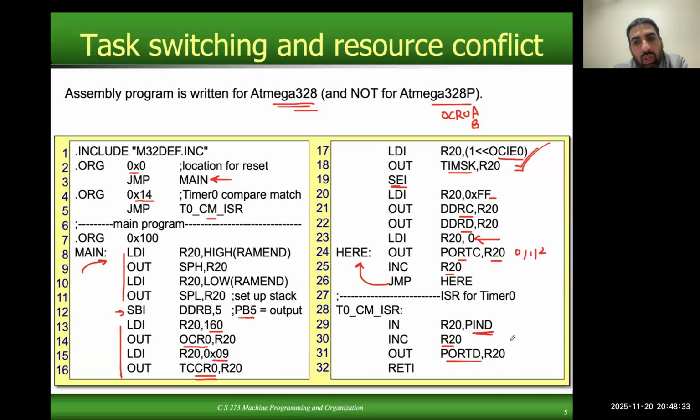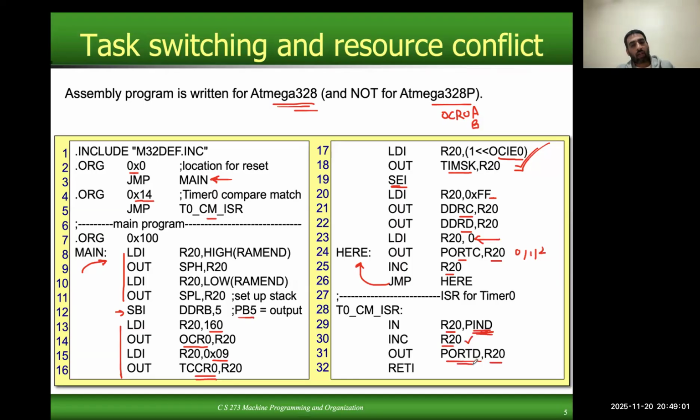So in the ISR, remember what we wanted to do? We wanted to increment the value which is displayed on the port D. So first what we do is that we read the value of the port D. How do we read the value of a port? By reading its pin register. So we are reading the PIND register and putting the current value in R20, and then we are saying increment the current value, and then send it back to port D, right?